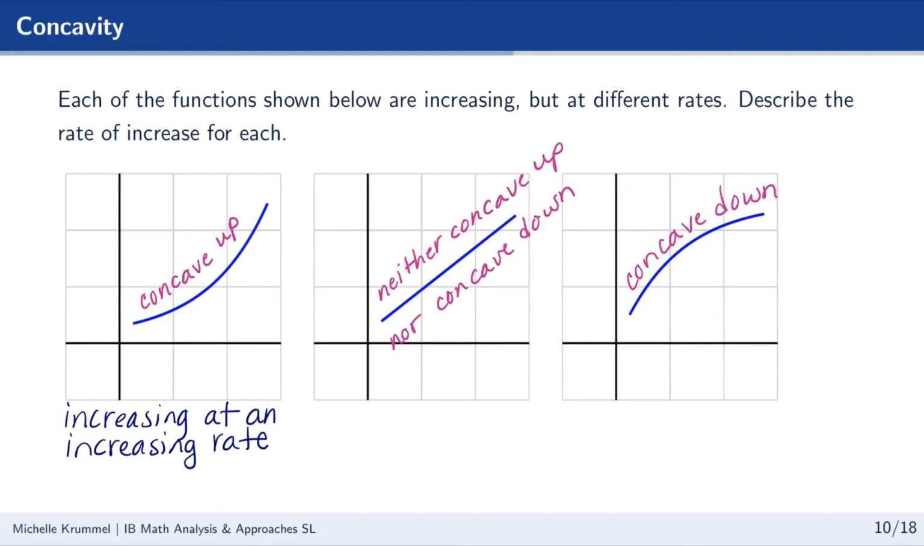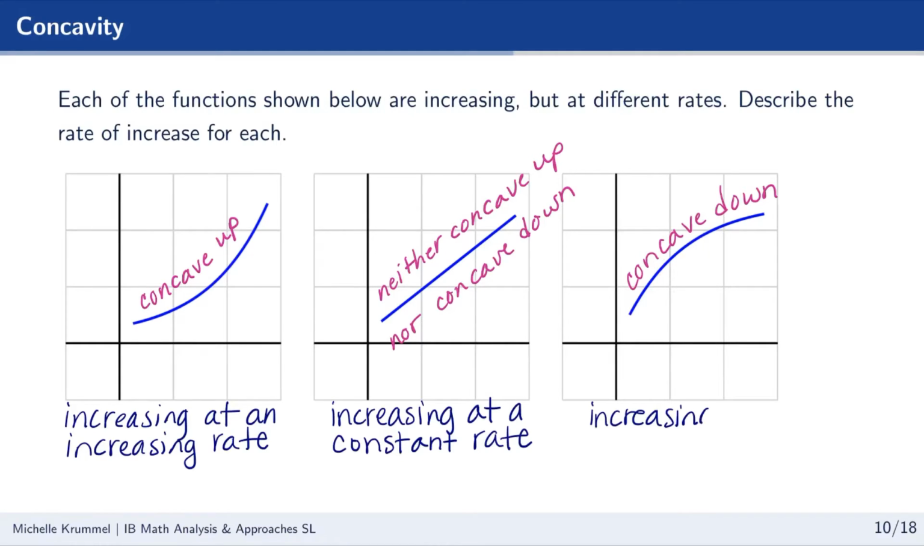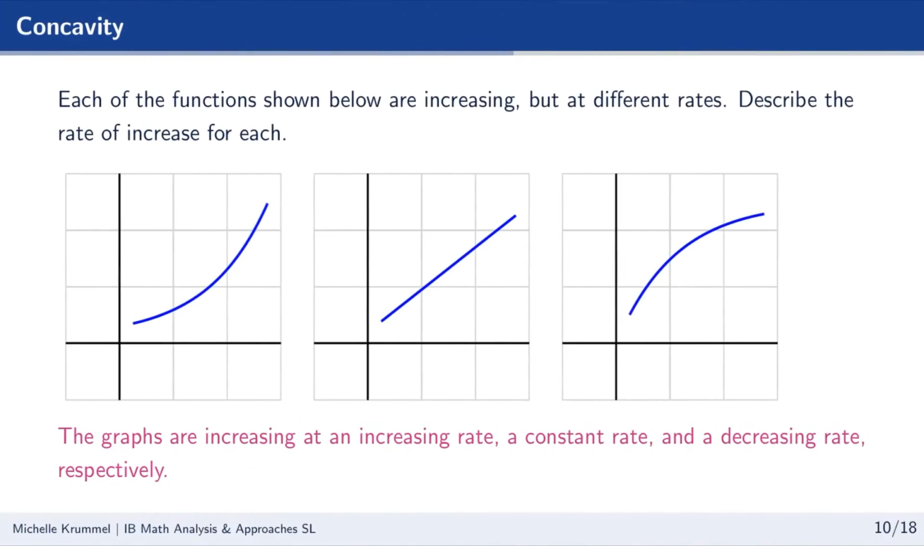And in the middle, we're increasing at a steady rate, but we're going to say increasing at a constant rate. And then the last one, it's getting less steep as we go. So increasing at a decreasing rate. So there is a connection between the concavity of the graph and its rate of increase or rate of decrease, which we'll look at next.